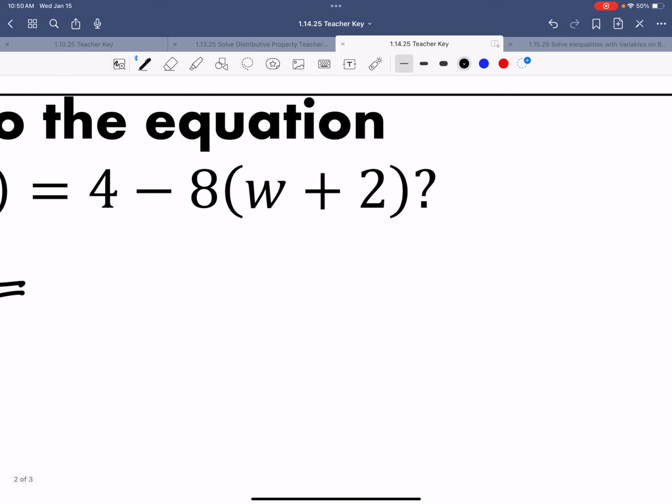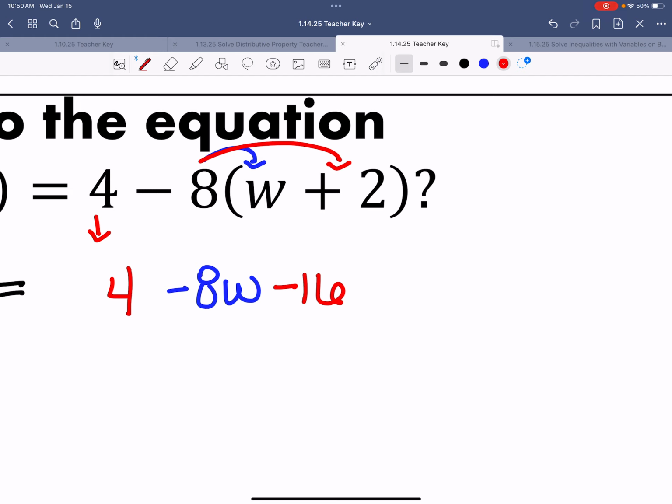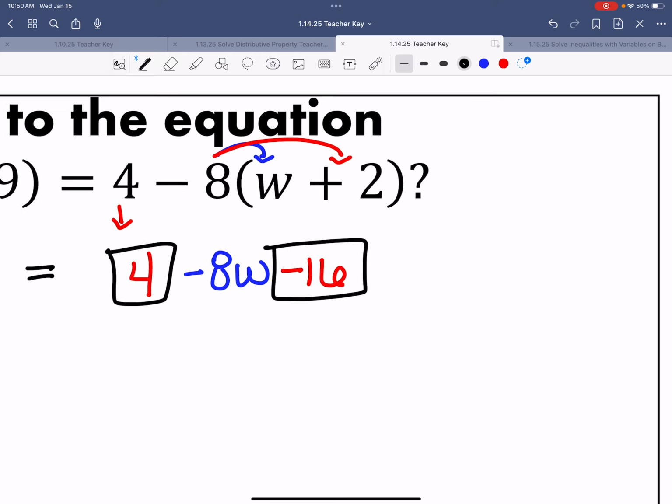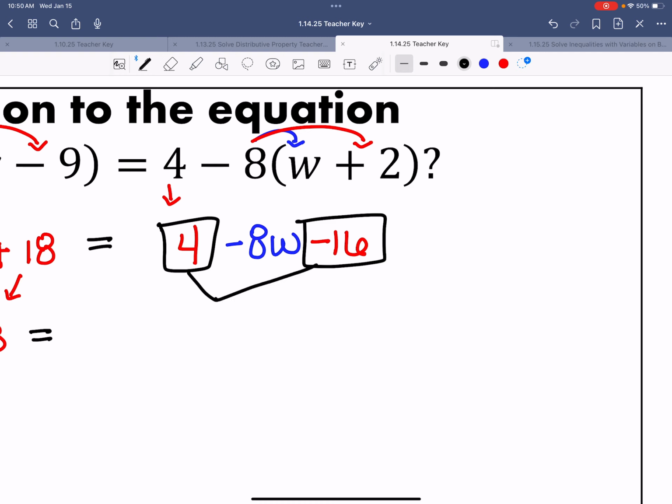So here, same thing. I have a number in front of my parentheses, which means to distribute. So I'm going to distribute my -8W. And then I'm going to distribute my -8 times 2, which is -16. I'm going to bring down the 4. Now, step 2 is to combine like terms. I can combine my 4 and my -16. When I combine, and again, combining, guys, is adding them together. So anytime you combine like terms, you're adding them together. This is going to give me a -12. I bring down what I didn't use.